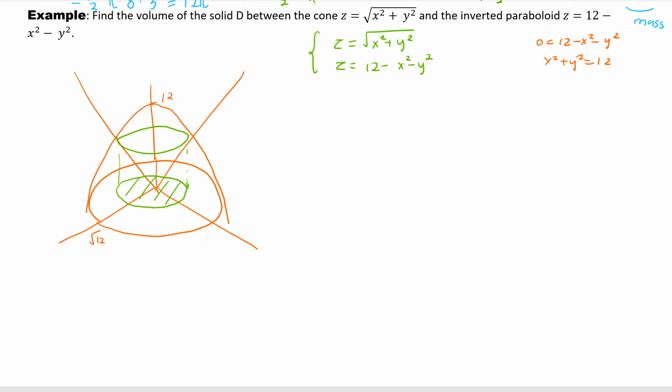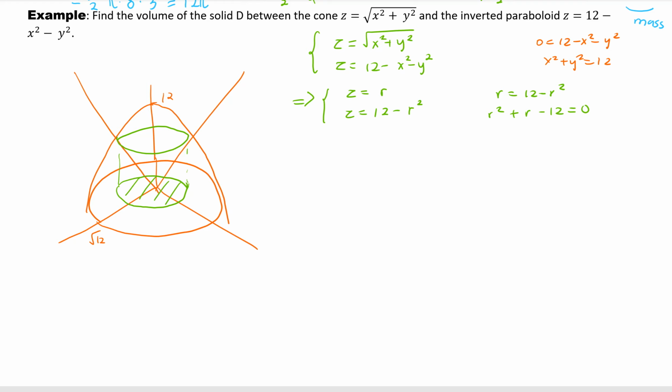Okay, so here it's better to work with cylindrical coordinates. So it's better to use r, theta, and z to denote. So let's change in terms of r. Well, this means square root of x squared plus y squared. This is just r. And then the other side, we have 12 minus r squared. See, this is much simpler. And then we have r equals 12 minus r squared. So we move everything to the left. We have r squared plus r minus 12 equals 0.